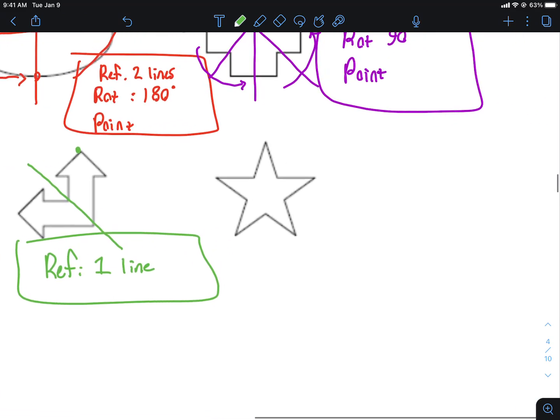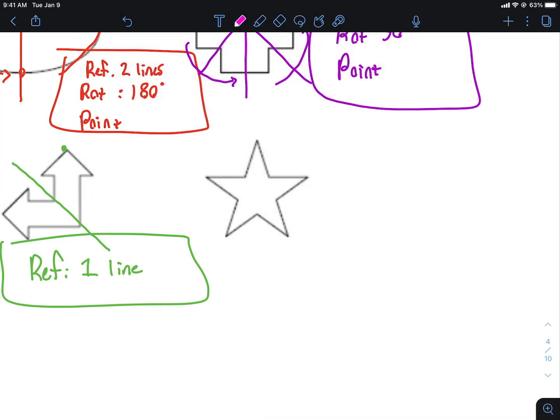And then finally, we end here with the star. So the star here, you could draw a couple of lines. Let me draw the most obvious one here first. The one going up and down. You could draw another line kind of like this. Like this. This and this. So that right there is 5 lines. So it's reflectional with 5 lines.